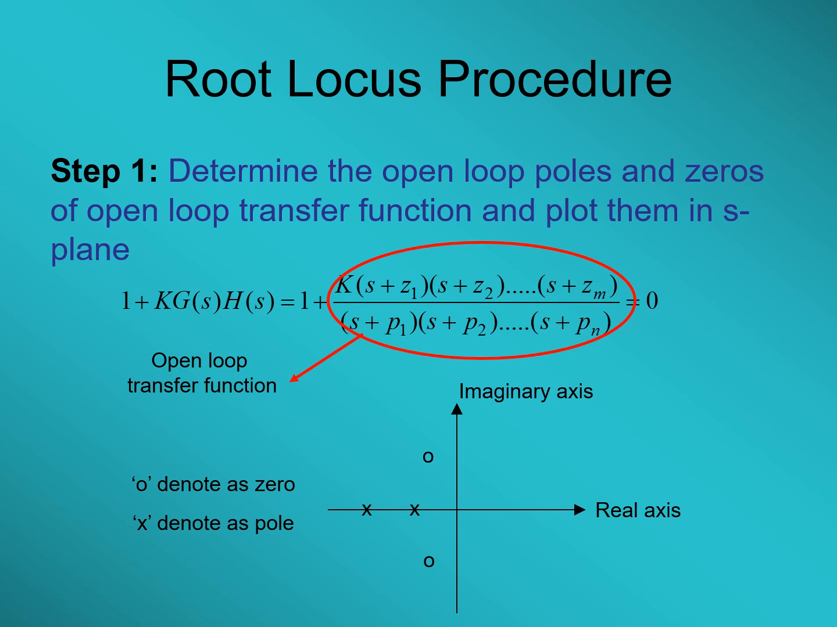Okay, first we go to step number 1. Determine the open loop poles and zeros of the open loop transfer function and plot them in the s-plane. As we all know, we start with the characteristic equation 1 plus KG(s)H(s) equals 0. So the open loop transfer function is given by KG(s)H(s). Sometimes H(s) equals 1. So we just focus on the open loop transfer function, then we find the poles and also the zeros. This slide shows the location of the zeros and the poles on the s-plane. I hope you still remember how to draw the zeros and poles. A zero is denoted by a circle, and a pole is denoted by an X.